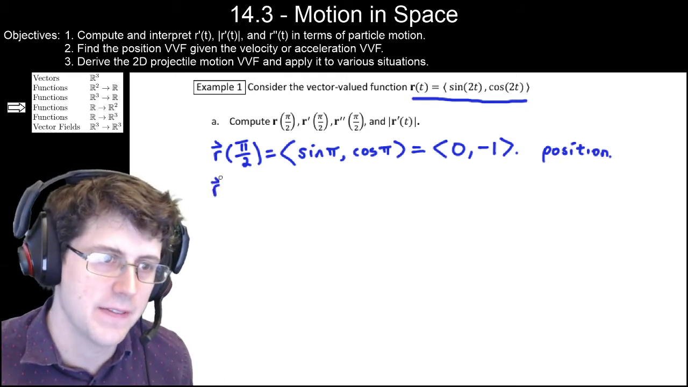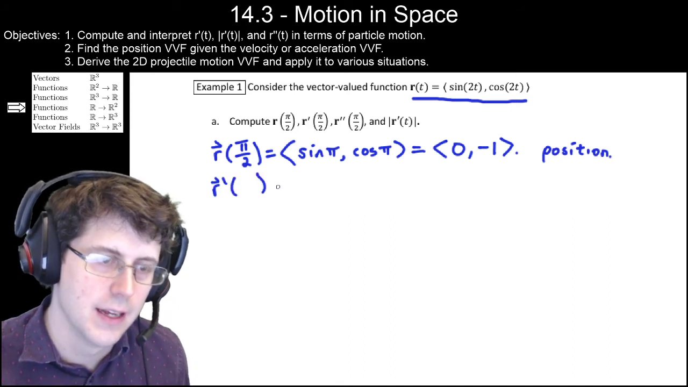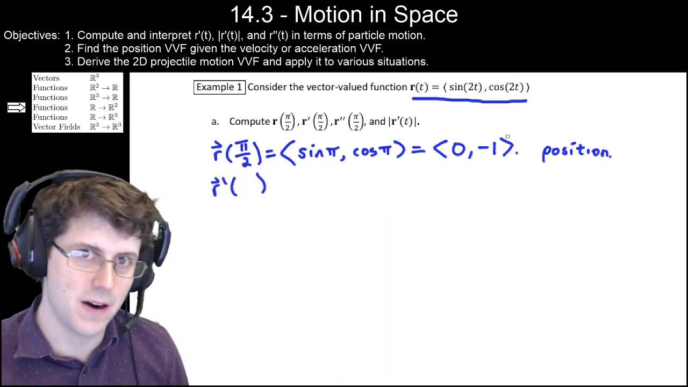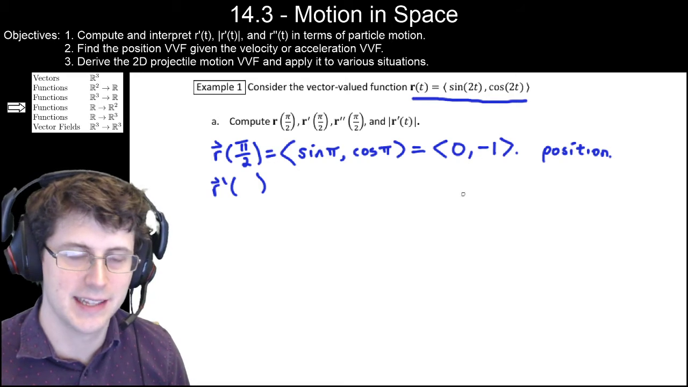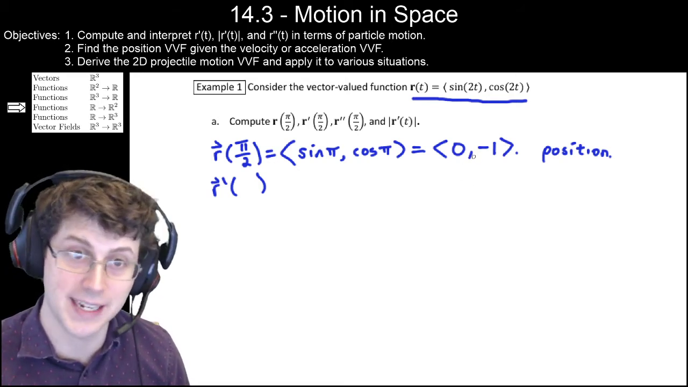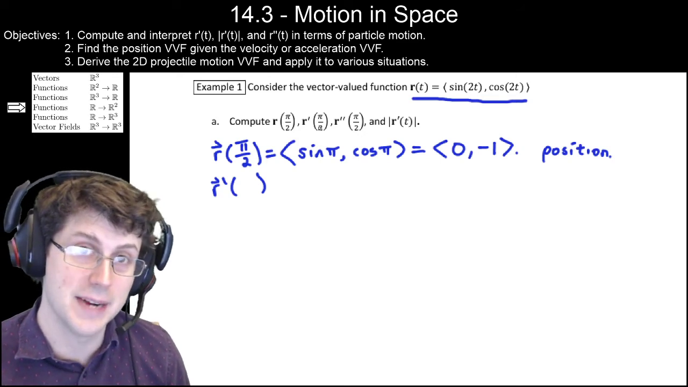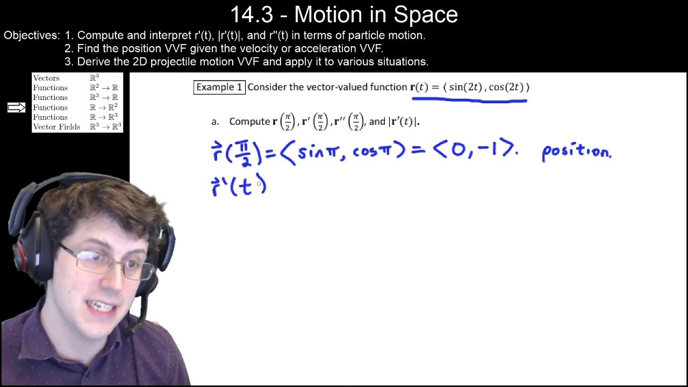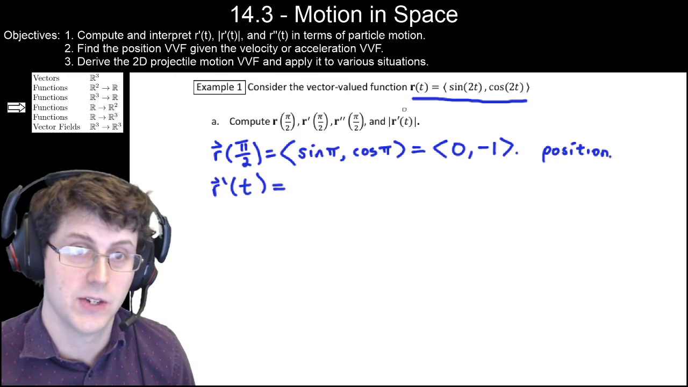Okay, now I want to find r prime of pi over 2. But I shouldn't just take the derivative of r of pi over 2. That doesn't make sense. These are guaranteed to be constants, so I would get 0 all the time if I did that. To find r prime of pi over 2, I have to find r prime of t first. So I'll take the derivative of r of t.